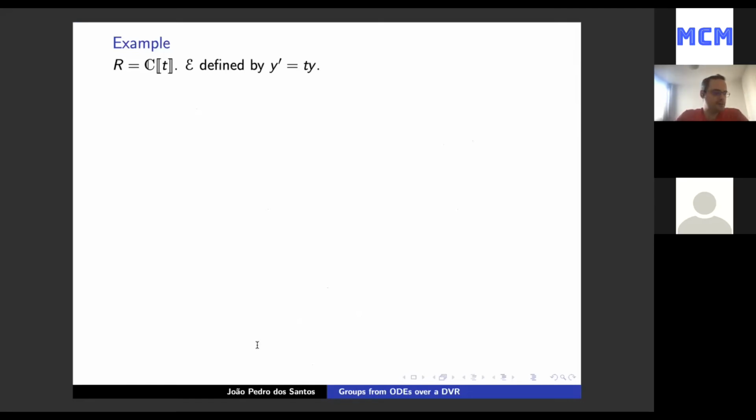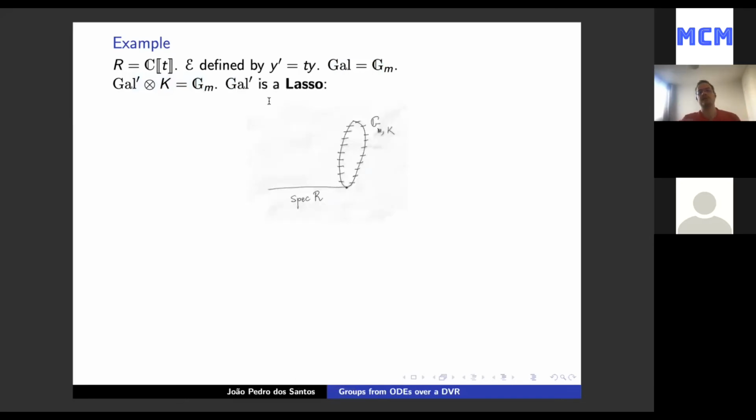If you compute the Galois group of the generic fiber, which means that you consider T as a variable in the field, right? You go to the Laurent series, then you compute it on the generic fiber and it turns out to be G_m, okay, so it's one dimensional. So the generic fiber of the Gal prime is G_m, but you compute Gal prime and it turns out to be this funny guy here.